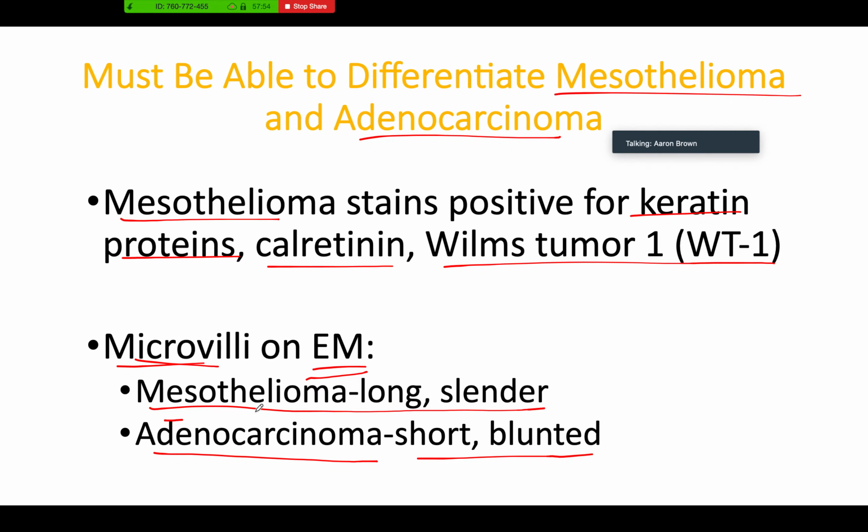And so just know that for mesothelioma, think about a long, slender, tall, skinny guy that works on the roof, and then you'll have that association with asbestos and mesothelioma, versus adenocarcinoma is more associated with non-smokers and women. So you can think of a short woman who doesn't smoke, and then that will be your association with microvilli. Okay? Great.